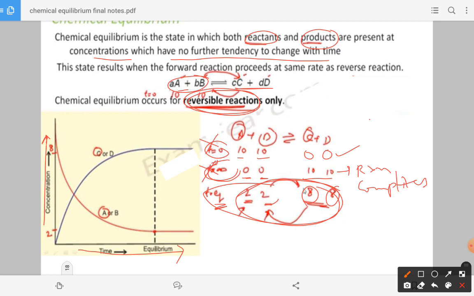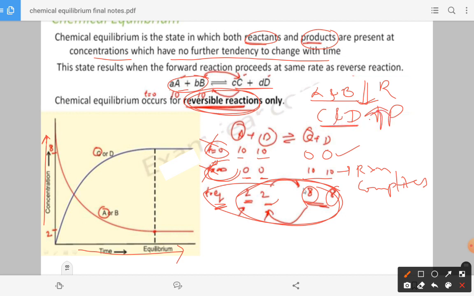As time goes on, the concentration of A and B decreases, and C and D increase slowly. So these are my reactants, A and B, and C and D are my products. The concentration of A and B is going to decrease, but the concentration of C and D is going to increase. I am going to show you that with the graph.